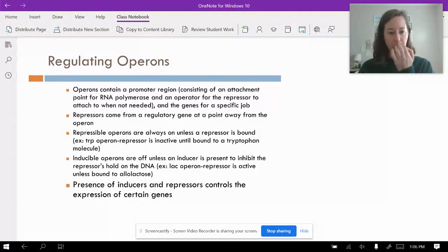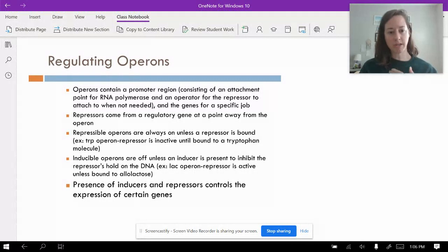So there are two types of operons. They're called repressible and inducible. Both types of operons contain a promoter region, which is the attachment point for RNA polymerase, and an operator for the repressor to attach to when not needed, and then the genes for a specific job. So the promoter is like the very beginning of the operon. Repressors are coming from a regulatory point that's away from the operon. They're proteins. And then the two types of operons that we're going to talk about today are repressible and inducible.